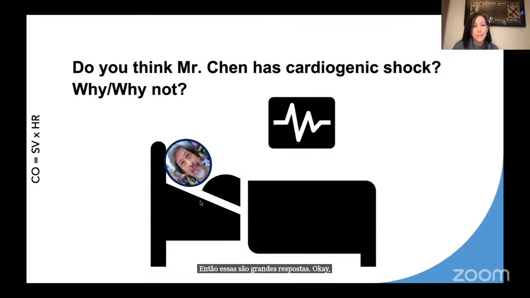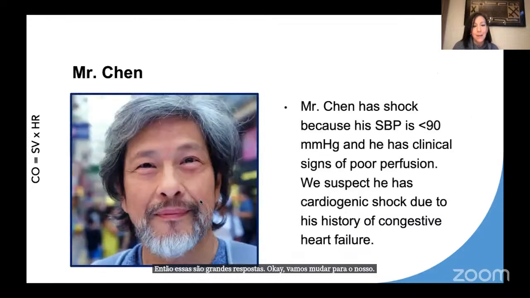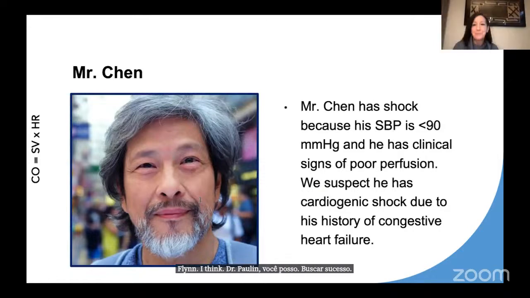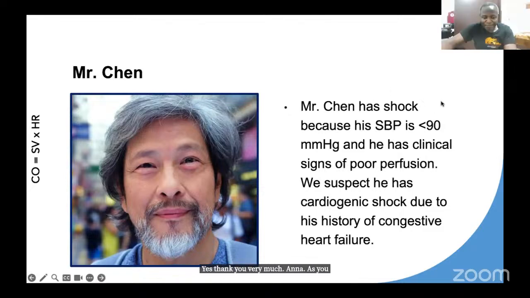Okay, let's move on to the next slide. I think Dr. Paulin, are you able to discuss this further? Yes, thank you very much, Anna. As you've just said, most of the signs we are showing in the chat box show that Mr. Chen exhibits shock. But is it cardiogenic shock? That's what we'll go through.